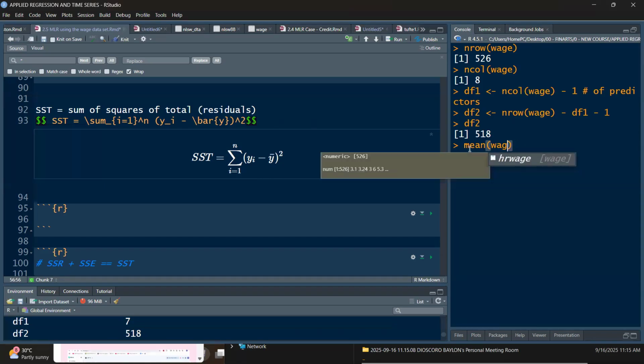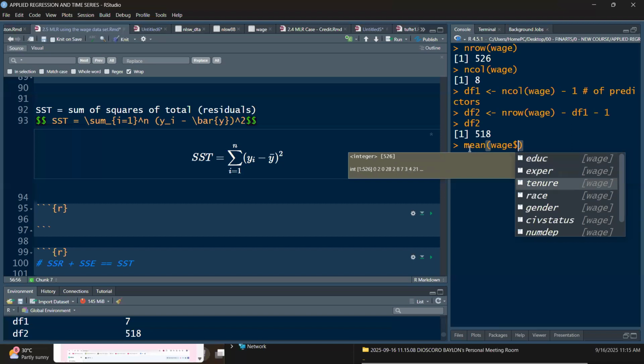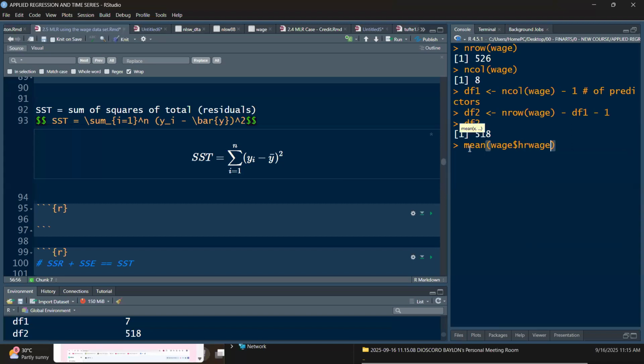Sorry. Our data is wage dollar, hourly wage. What's the average of that? Control enter. Okay, 5.896. So no matter what the observations are, our predicted value is 5.896. It's very simple. It's very straightforward. However, it has a lot of weaknesses.